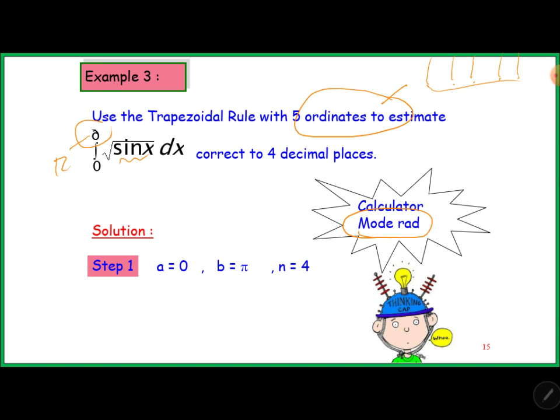And then the next step we know is to find the value of h. So what is h? b minus a over n. So h equals pi minus 0 over 4, which is equal to pi over 4.